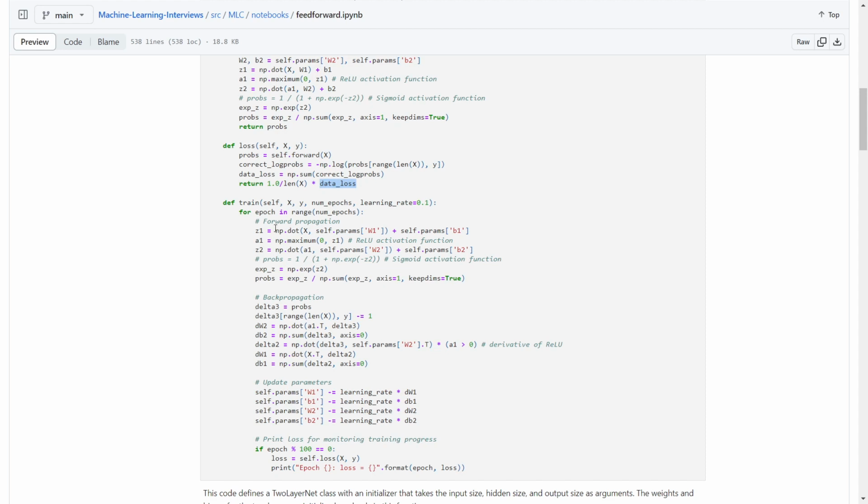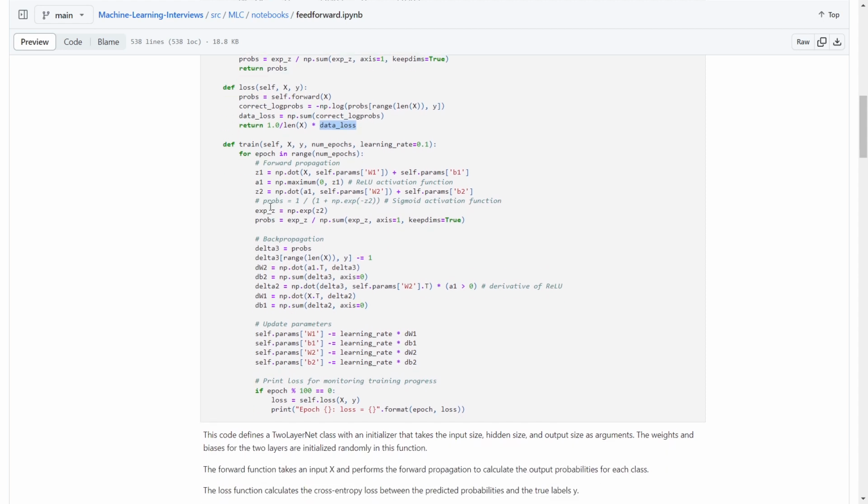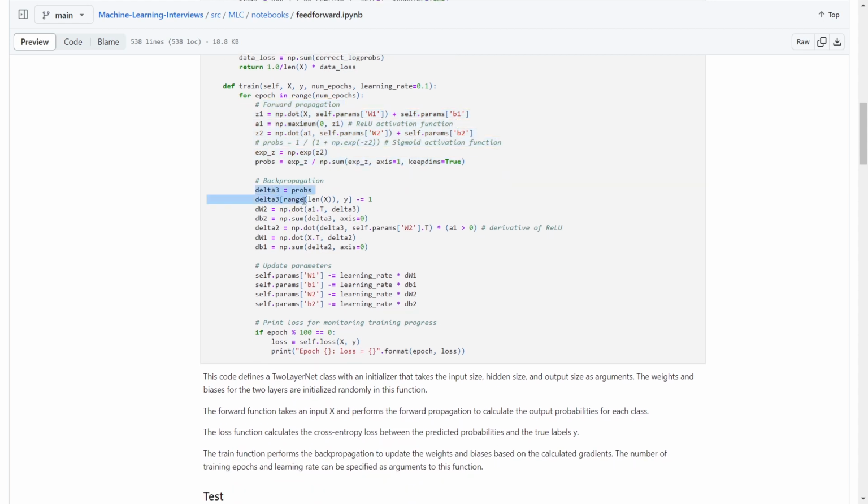And then in the train function, we'll be doing two things: forward prop plus backward prop. In forward prop, we are doing something similar to what we did earlier. Then we do a backward prop similar to the calculations that I explained earlier, W2, W1 from delta. And then finally we update the weights and biases.